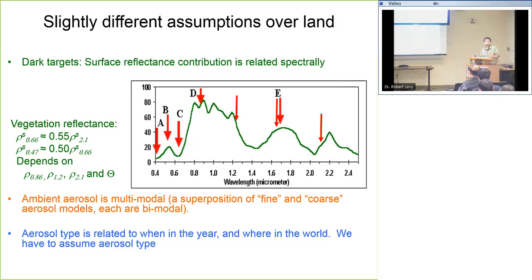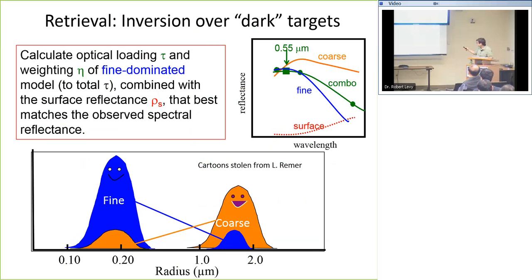If you use those as constraints, you can now have a combination. So I show that here. It's the same kind of thing: you have fine mode and coarse mode aerosols with a surface reflectance, and you add them up together to get a combination. As long as you use these constraints on the surface, you get fine reflectance and coarse reflectance, and so that's our job over the land. And that's what we get.